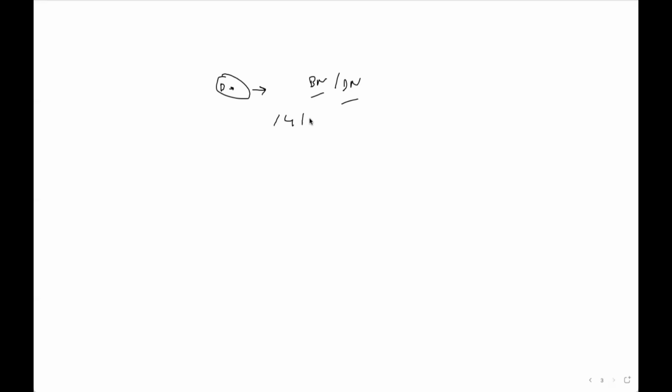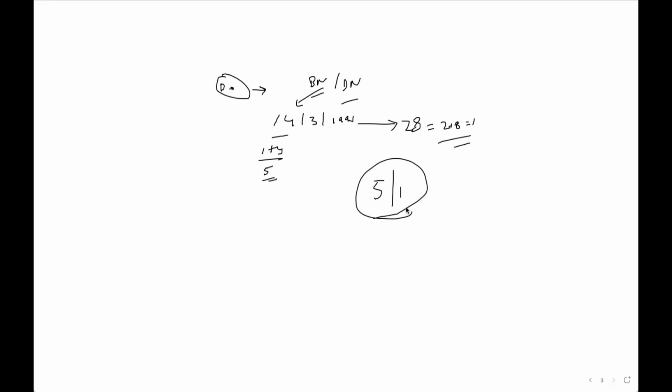14th March 1991. In this case, the BN would be 1 plus 4 is equal to 5. And the DN would be 1 plus 4, 5 plus 3, 8 plus 1, 9 plus 9, 18 plus 9, 27 plus 1, 28. So 28 means again 2 plus 8 is equal to 1. So in this case, the BN is 5 and the DN is 1. So now in this video, I'll be talking about the DN only.